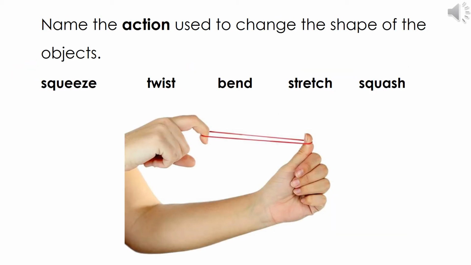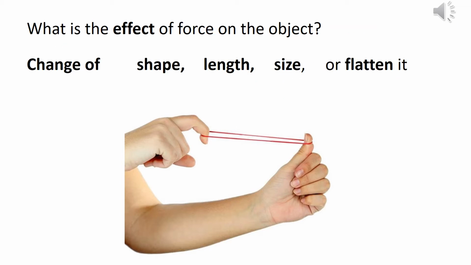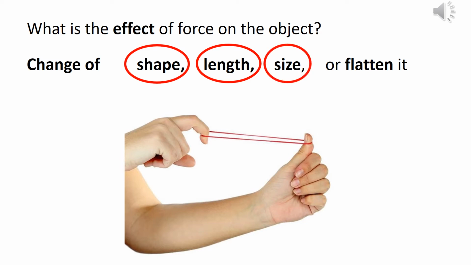Name the action used to change the shape of this elastic band. We are pulling in opposite directions, so this is called a stretch. What's the effect of the force on the rubber band? Well, when we stretch it, we change the shape. It starts off round and it becomes longer and oval. We also change the length because when we stretch it, it becomes longer. And we also change the size a little bit because it becomes thinner as we stretch it.